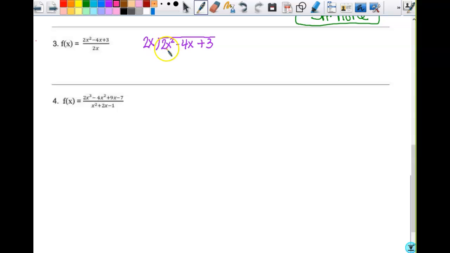So 2x goes into 2x squared, x times. This gives me 2x squared. That zeroes out, and I bring down this, so I get negative 4x. 2x goes into negative 4x, negative 2 times. This is negative 4x, 0. Bring down my 3. And that's my remainder. So again, I just ignore my remainder. And my slant asymptote is y equals x minus 2.